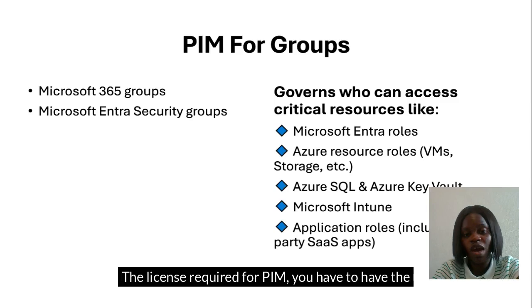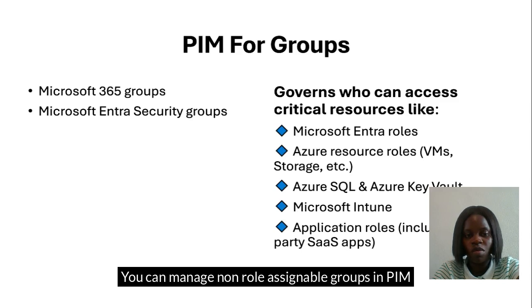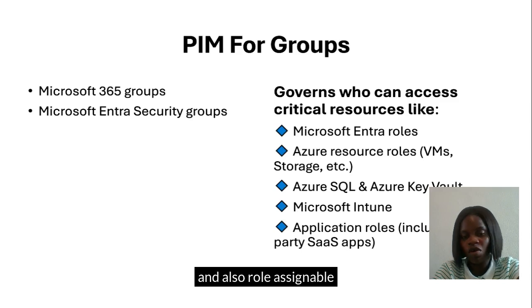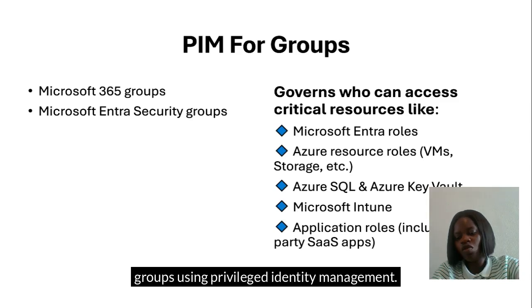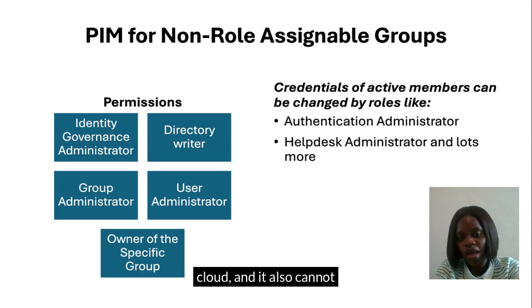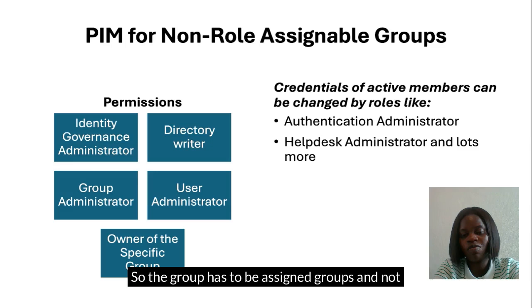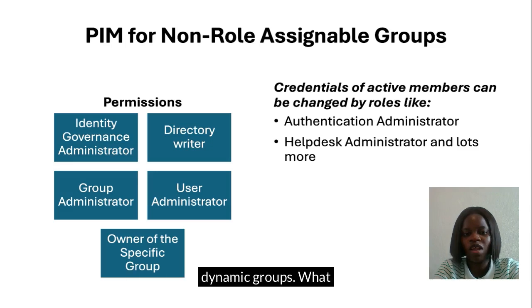For the license required for PIM, you have to have the Microsoft Entra ID Premium P2 license or the Microsoft Entra Identity Governance license. You can manage non-role assignable groups in PIM and also role assignable groups using privileged identity management. Privileged identity management cannot be used to manage groups synchronized from on-prem to the cloud, and it also cannot be used to manage dynamic groups. So the group has to be an assigned group and not a dynamic group.